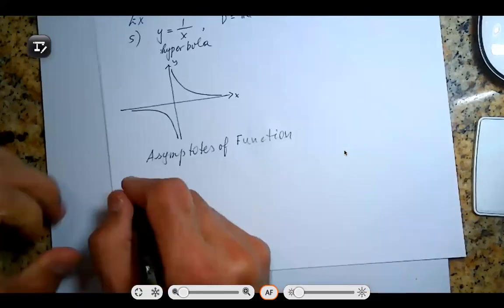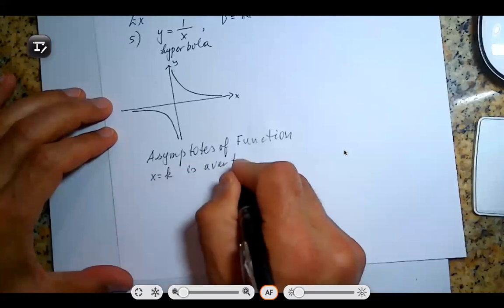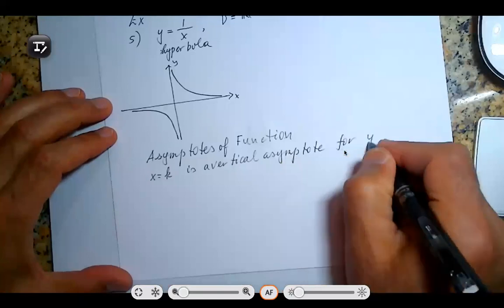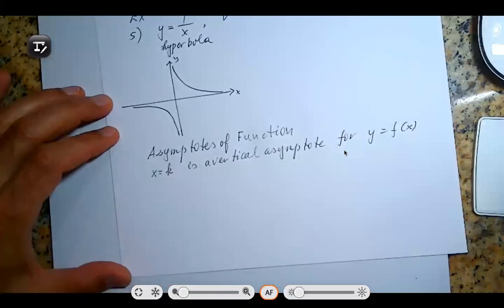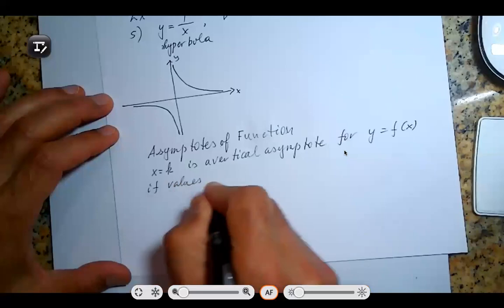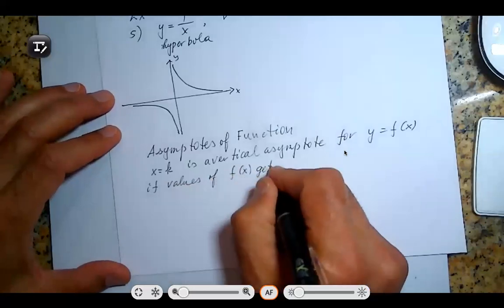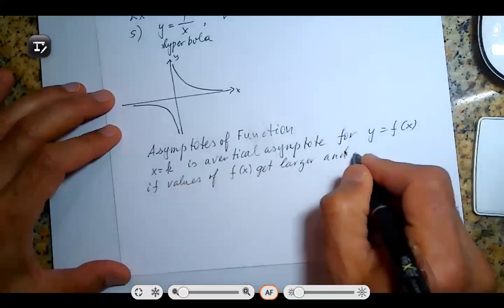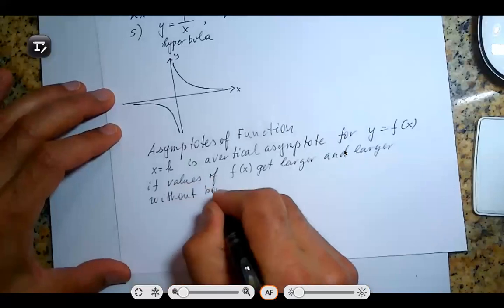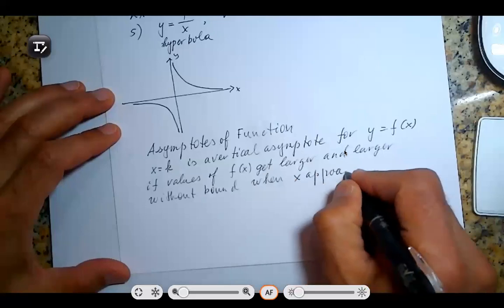So x equals k, a constant, is a vertical asymptote for y equals f of x if the values of f of x get larger and larger without bound when x approaches k.